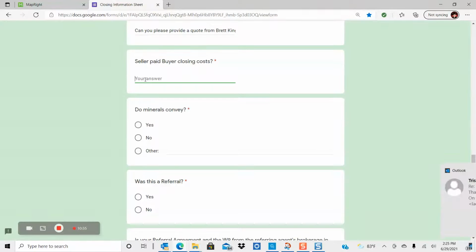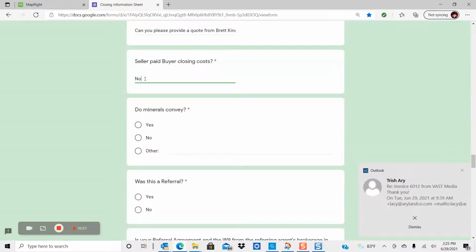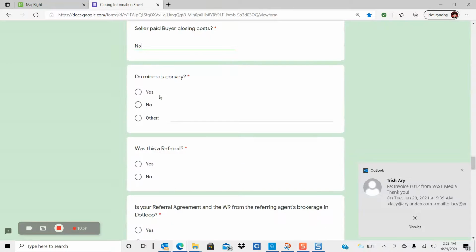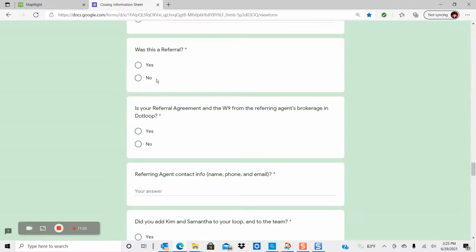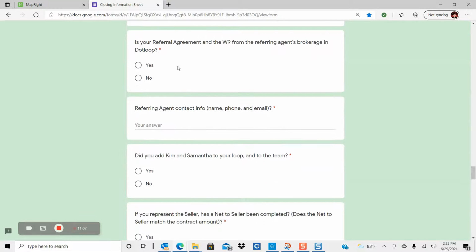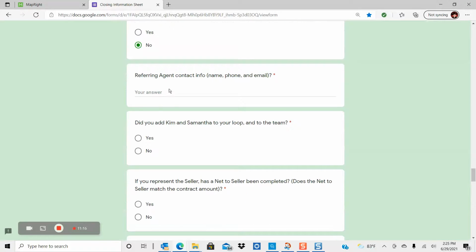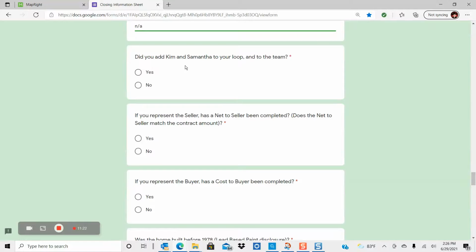Is the seller paying the buyer's closing costs? Most of the time, no, but definitely check the contract and make sure that you're getting that information accurately. Do minerals convey? Yes or no. Was this a referral? Yes or no. If it was a referral, are your documents with a W-9 in your loop file? If it's not a referral, just click no and roll on. Right here, you would put the referring agent's name, and if there's not one, you're going to put NA.